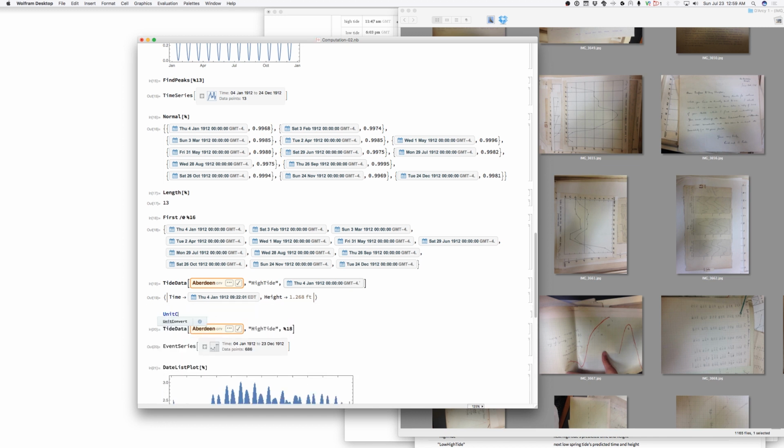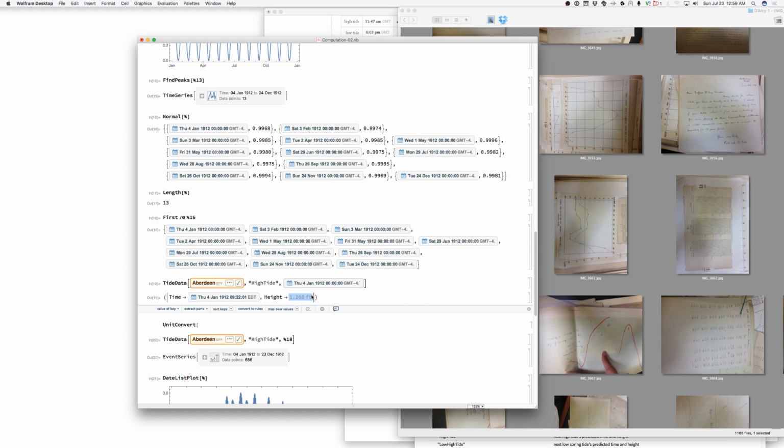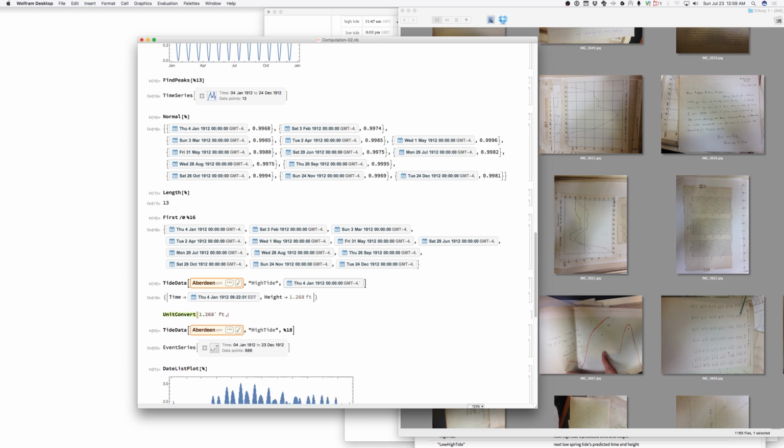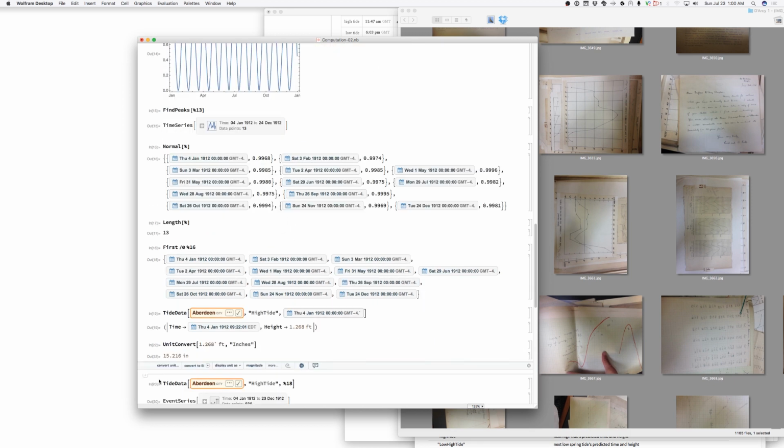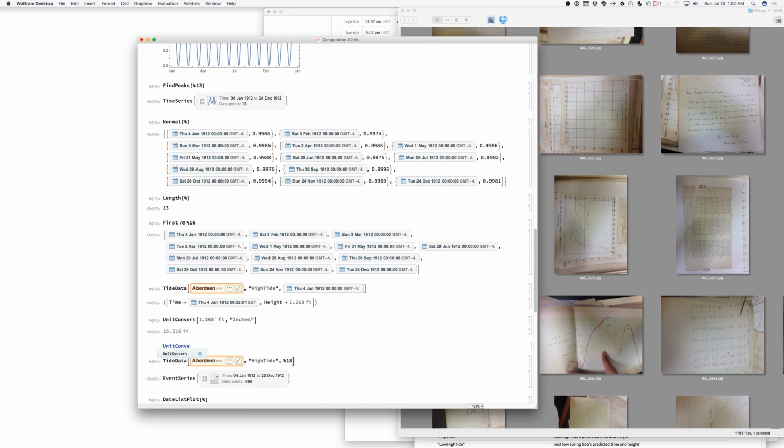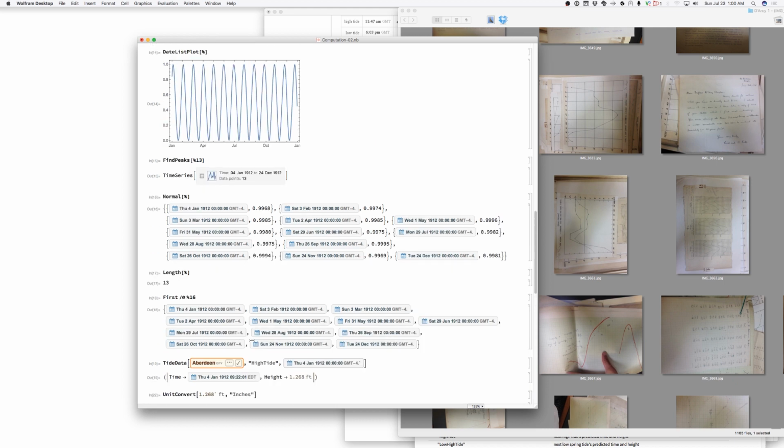Well, I want to see whether the 1.268 feet, so unit convert, let's say 1.268 feet. Let's convert that to inches. 15.2 inches. Well, we've got 21.4. Let's just see if he was being metric. Let's just try and see what happens if I convert that to centimeters. 38 centimeters. Okay. Nah, that wasn't the explanation.